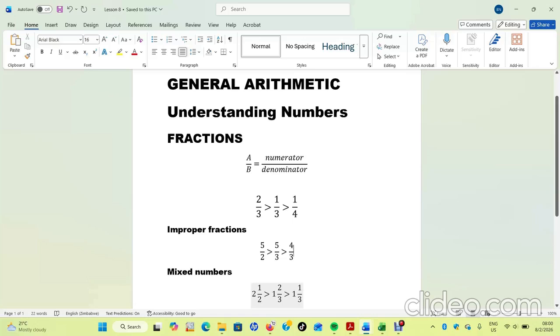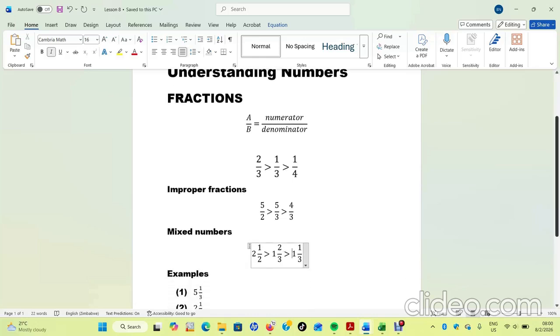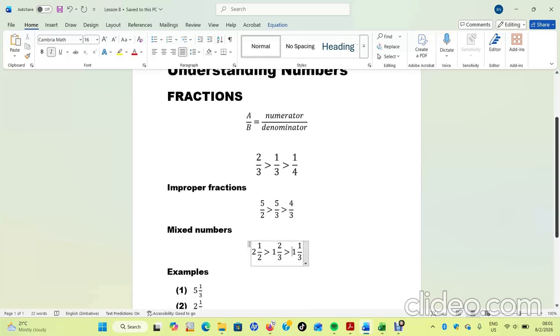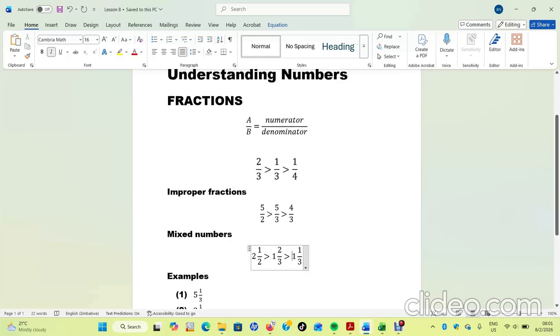Then we have got mixed numbers, 2 and 1/2, which is obviously larger than 1 and 2/3, because 2 is larger than 1. And then we have got 1 and 1/3, which is smaller than 1 and 2/3, because 2/3 is larger than 1/3. We'll have examples where we convert between improper fractions and mixed numbers. You need to be able to convert between the two.